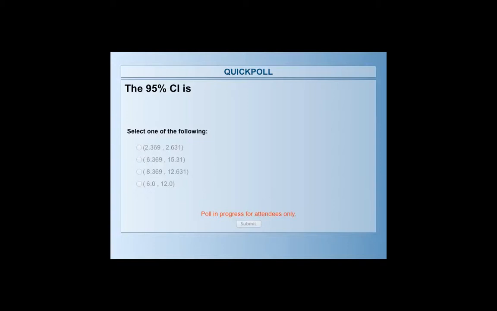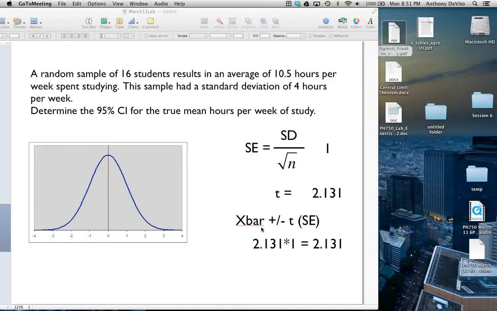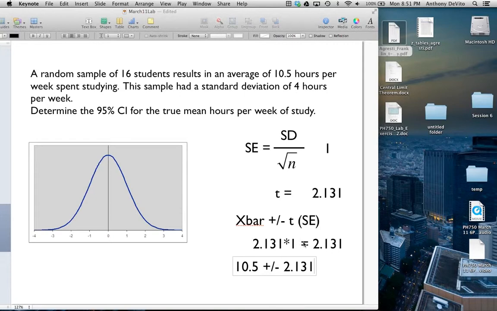Okay, I got 83% of you saying it's between 8.369 and 12.31. Okay, let's see what we got here. Okay, so now if I'm going to calculate this myself, I would say it's equal to x bar, which was 10.5, plus or minus our margin of error, which is 2.131. Happened to be 2.131 times 1, but that's just a happy coincidence for us. So I would say that that's going to be roughly, what is that?